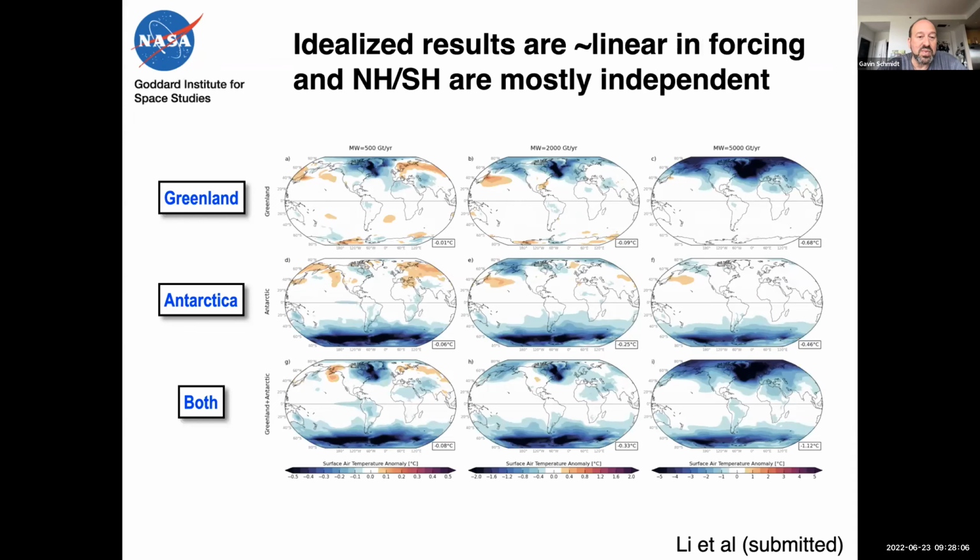When you do that, and we've done this in a number of different ways, what you find is that the impacts of Greenland and Antarctica are basically additive. They don't really intersect very much, and they're basically linear in the forcing. There's some saturation that happens, but the more fresh water you put in, the more of a change that you see.